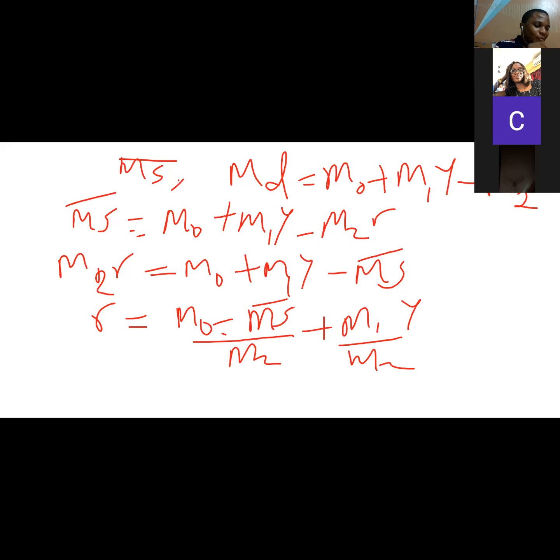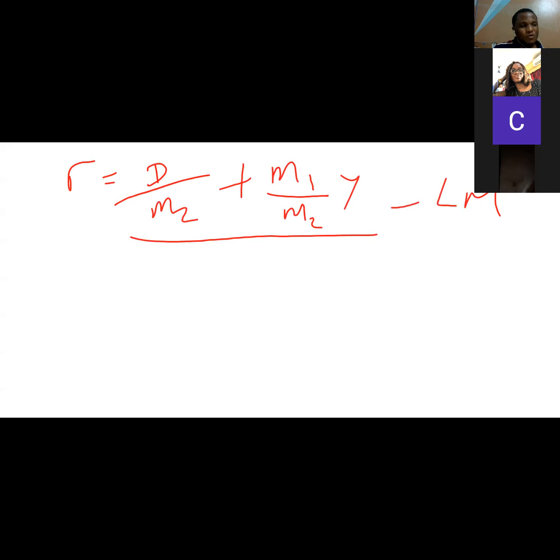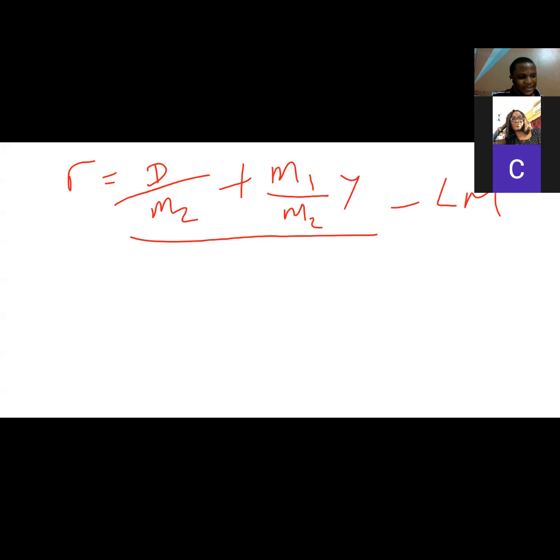So I can say let M0 minus MS bar be my exogenous term. Let me call it D, because I don't have D here. So if I call it D, my LM equation is R equals D over M2, plus M1 over M2 times Y. This is my LM equation. So now we have been able to get our commodity market and our money market.